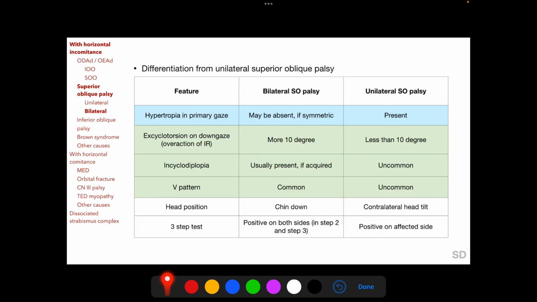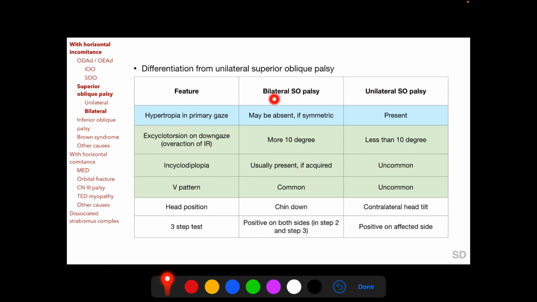So if we list the contrasting features of bilateral superior oblique palsy and unilateral superior oblique palsy, hypertropia in primary gaze is usually present in patients with unilateral superior oblique palsy, but may be absent in patients with bilateral superior oblique palsy if the bilateral superior oblique palsy is symmetric. And in patients with bilateral superior oblique palsy, excyclotorsion and consequently excyclodiplopia as well as V pattern is more significant than in patients with unilateral superior oblique palsy.